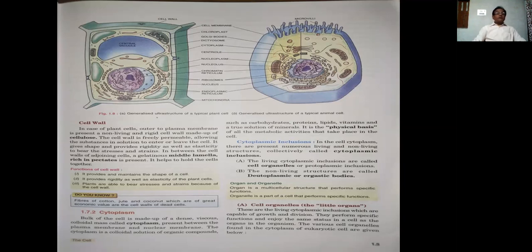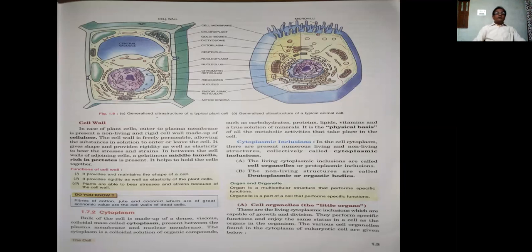Then come to the cytoplasm. The cytoplasm is the part of the protoplasm. The substance present between the cell membrane and the nuclear membrane is altogether known as cytoplasm.